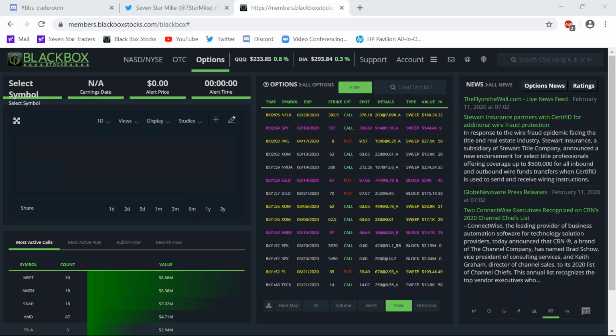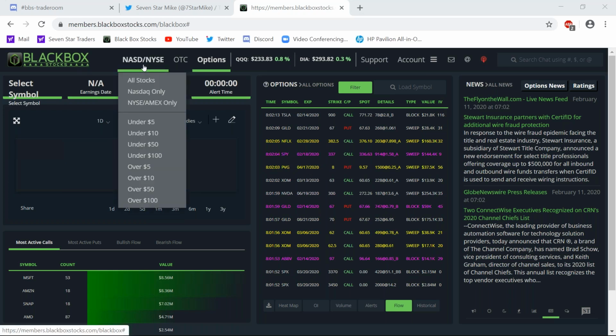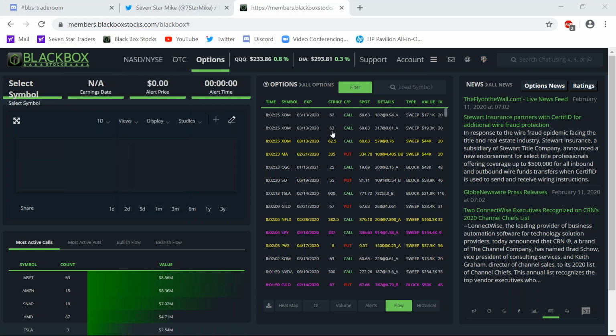On the screen right now, you see my setup. In the middle here, I run the options flow because I am an options trader. We do have stocks over here if you trade stocks. This is a pretty comprehensive scanner. I trade pretty much options only, so I have options in the middle and I like to keep the news over here on this section.